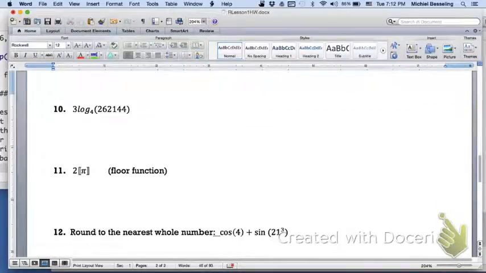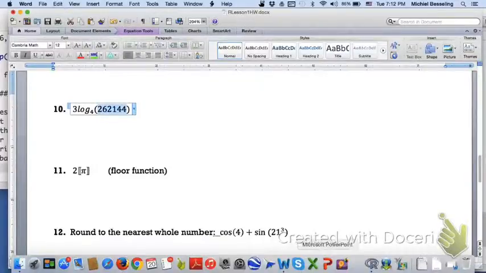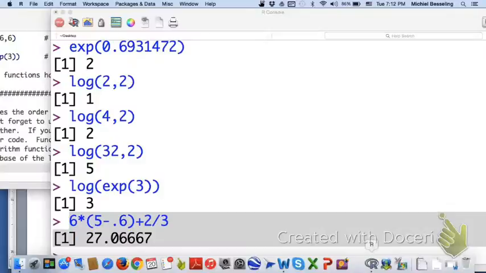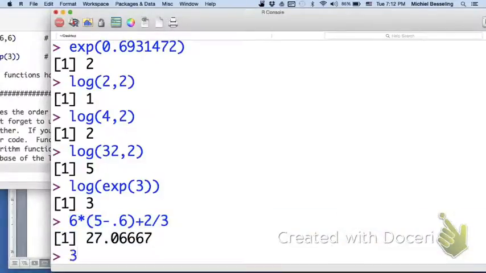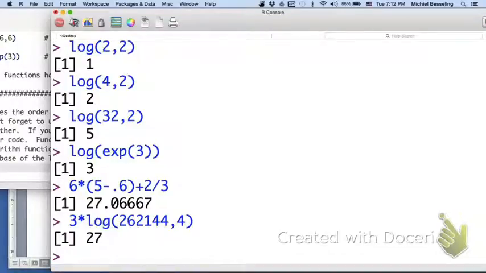I'll try this one. This looks kind of crazy. 3 log base 4 of this crazy number. The 3 means 3 times. The log is base 4, and then we've got this crazy number that I'm just going to copy because we're going to need that number anyway. So it was 3 times shift log, and of that number, which I just copied and pasted in, and comma, the base was 4. That's going to be my answer.